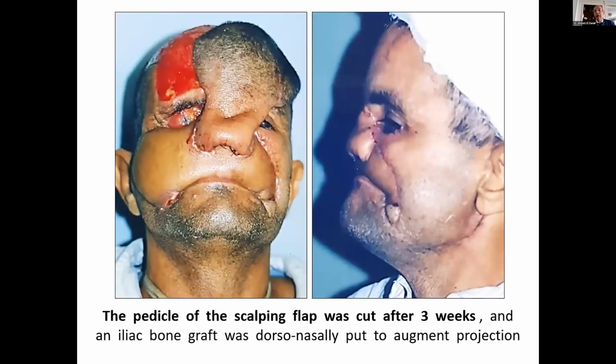That was the scalping flap of converse, and it was received by the local flaps built on the latissimus dorsi flap, and the pedicle was divided 3 weeks after the transfer of the flap. To the right side, after division of the pedicle of the flap for the nasal reconstruction.